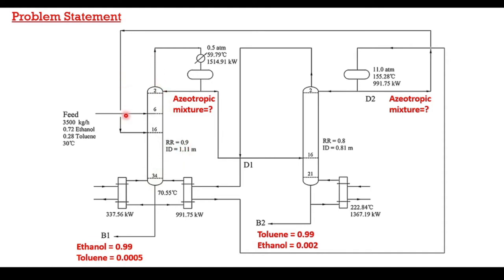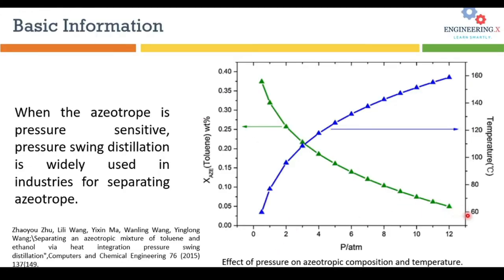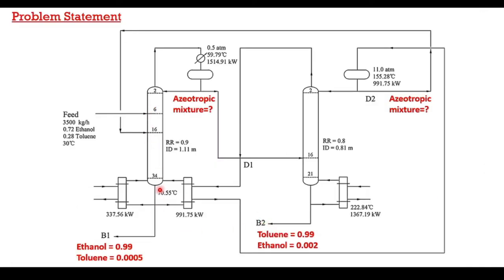After solving this problem we will check, at 0.5 atm, what the temperature of the distillate from this first column would be, and we will see whether we have the toluene weight percentage according to this plot, where we are lying. Also, the bottom product of the first column should have an ethanol purity of 99% mole fraction.